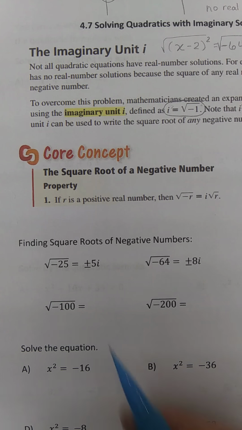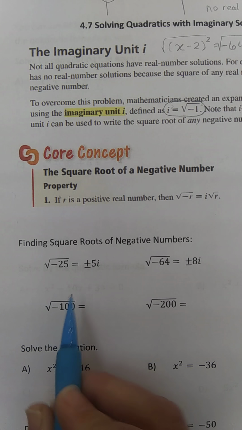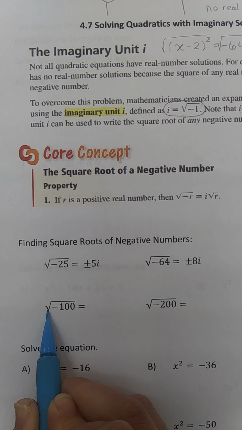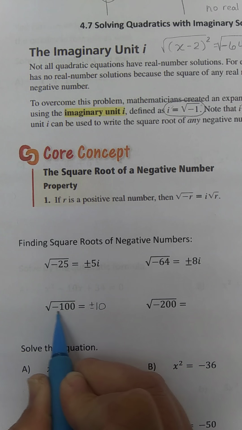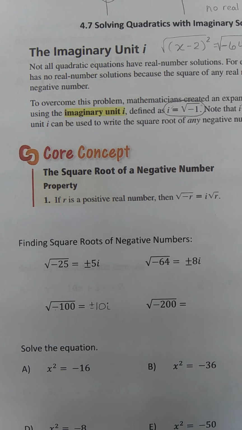Let's give it a try with the square root of negative 100. This is a perfect square. So the square root of 100 is plus or minus 10, and because it was negative, it's going to be plus or minus 10i.